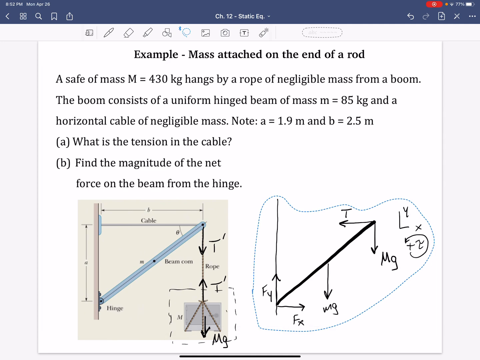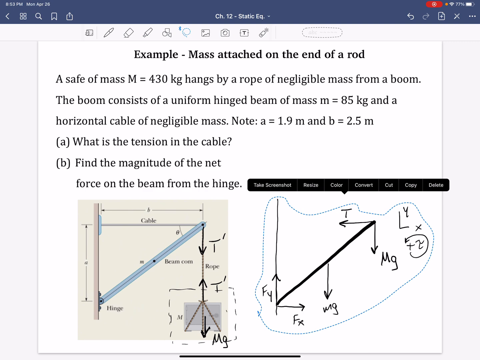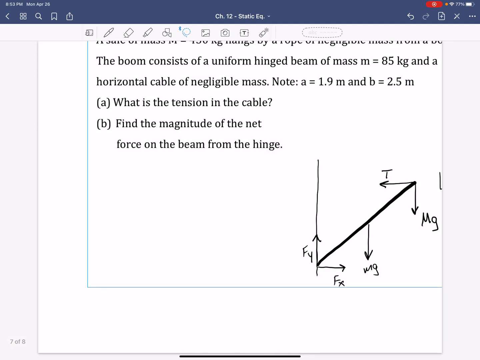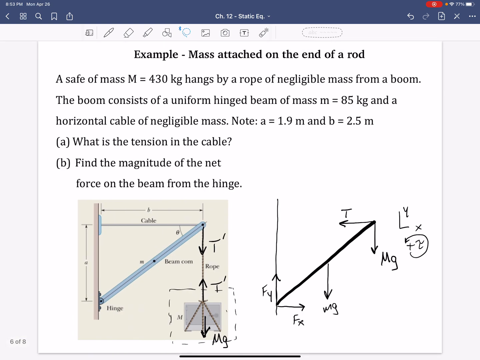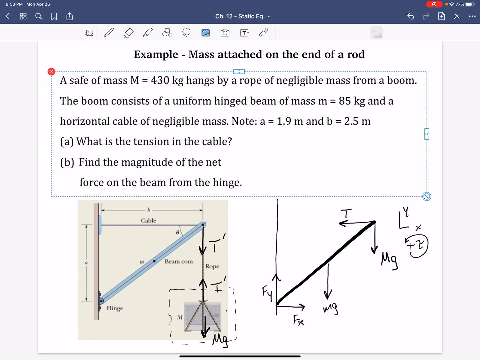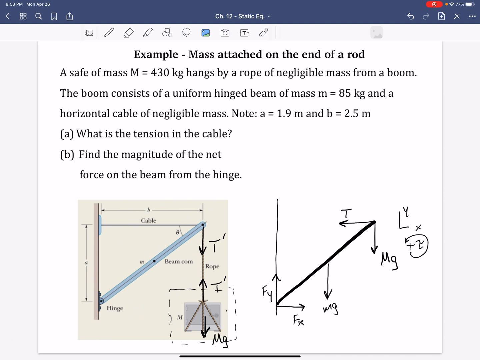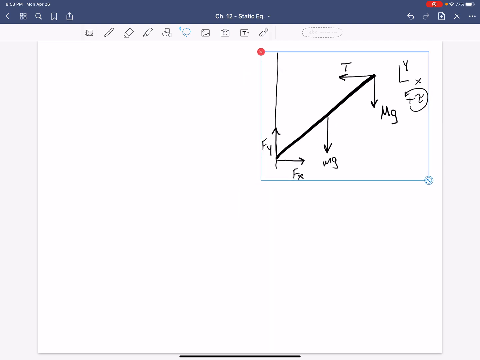Okay, so let me translate this free body diagram to the next page. Nope. Let's try it again. No. I just want this guy. Let's see. I need to move that up a little bit. Now let's try it again. There we go. Okay. Now we're back in business.